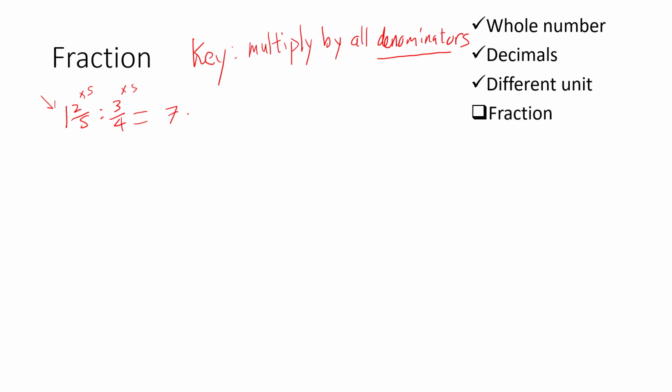So I will get 7/4 is to 15/4. Now, make a smart guess, what should I multiply the two terms by? The key is multiply all by denominator. So I multiply this by 4, I multiply this by 4. So I will get 28 is to 15. But please do use your calculator to check whether this is the simplest form. And if this is the simplest form, then this will be your answer.